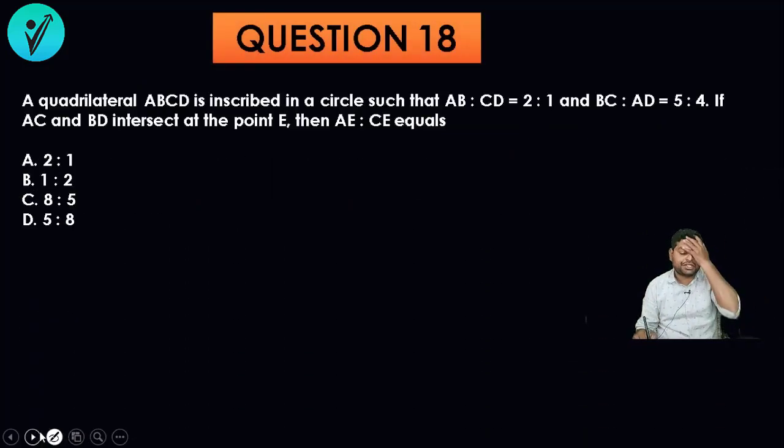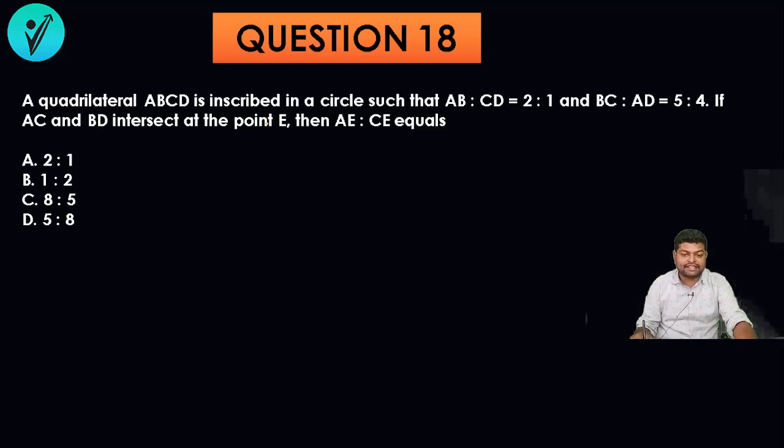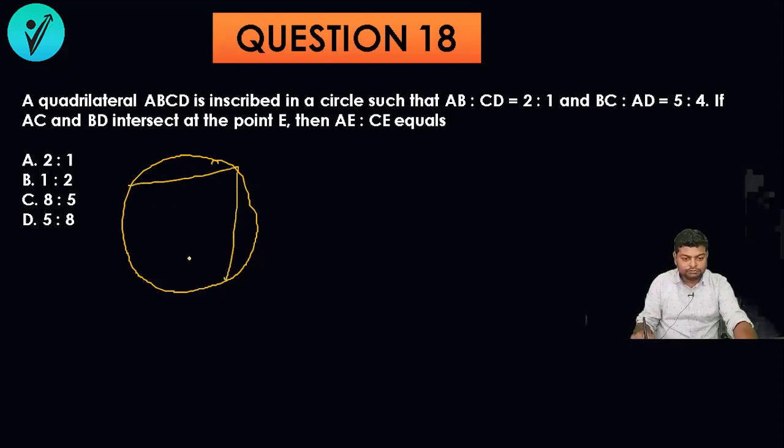Next we have question number 18. Question number 18 says that a quadrilateral ABCD is inscribed in a circle such that, so we have a quadrilateral which is inscribed in a circle. So first of all, let's draw it. So ABCD is inscribed in a circle such that AB is to CD is 2:1.